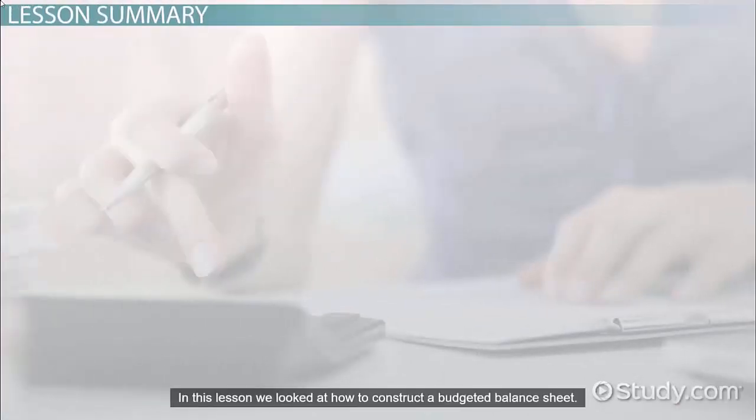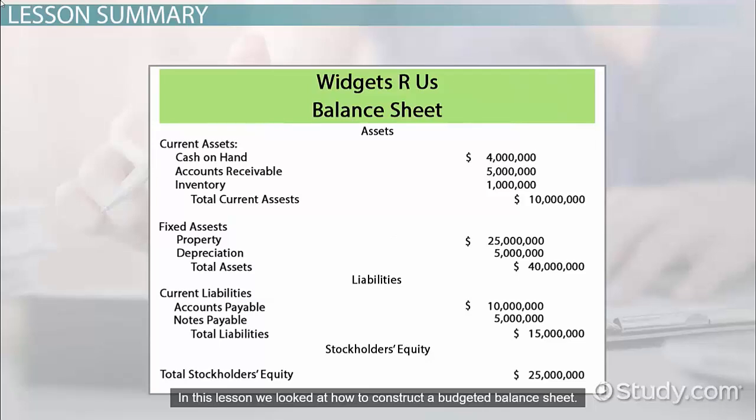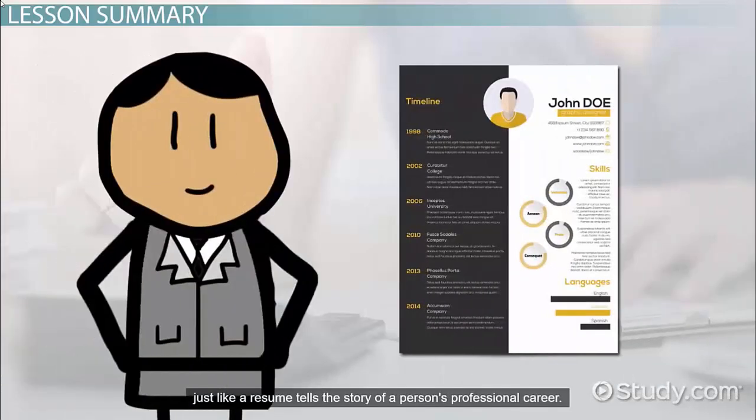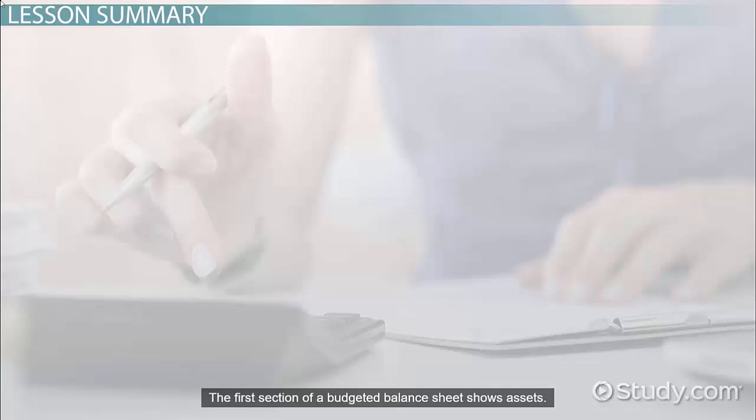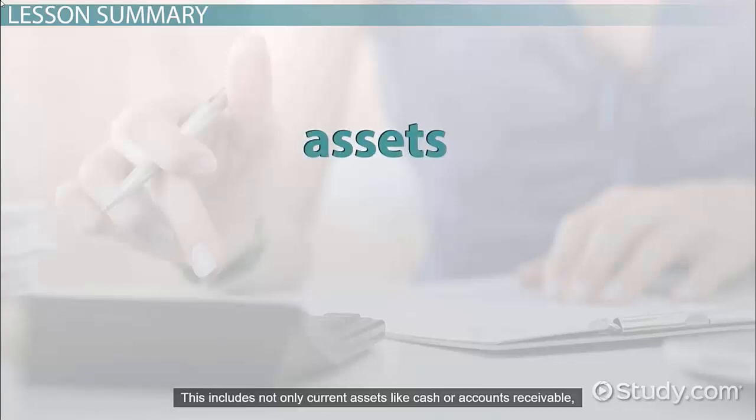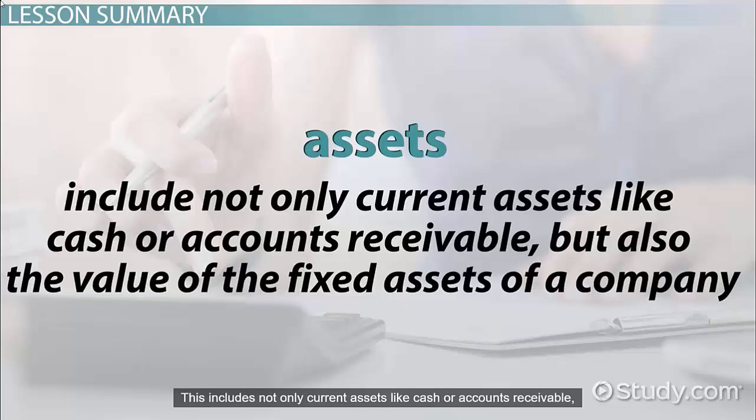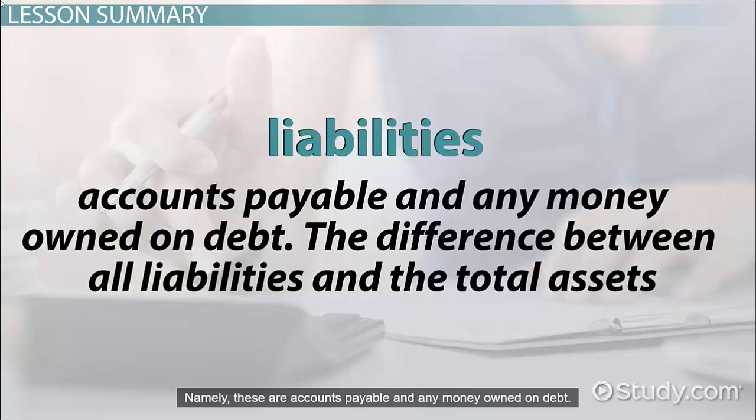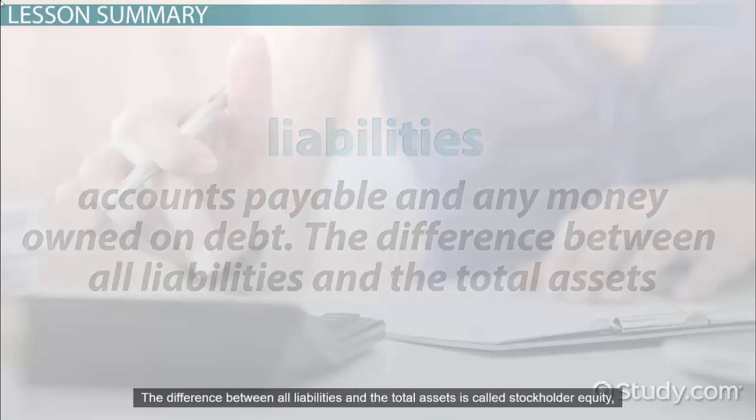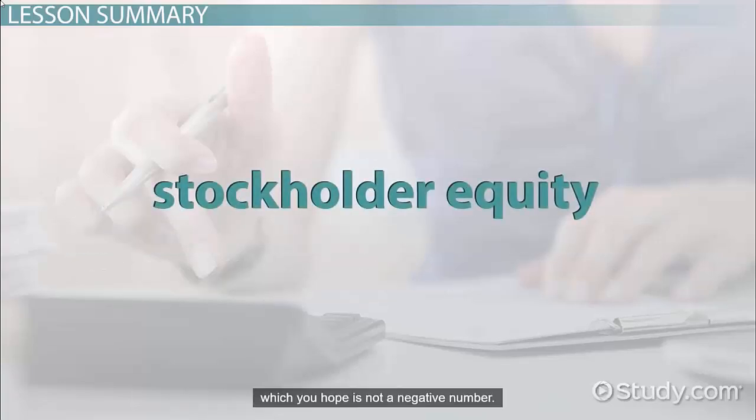In this lesson, we looked at how to construct a budgeted balance sheet. We learned that this form provides much of the story of a company, just like a resume tells the story of a person's professional career. The first section of a budgeted balance sheet shows assets. This includes not only current assets like cash or accounts receivable, but also the value of the fixed assets of a company. Then, liabilities are deducted. Namely, these are accounts payable and any money owed on debt. The difference between all liabilities and the total assets is called stockholder equity, which you hope is not a negative number.